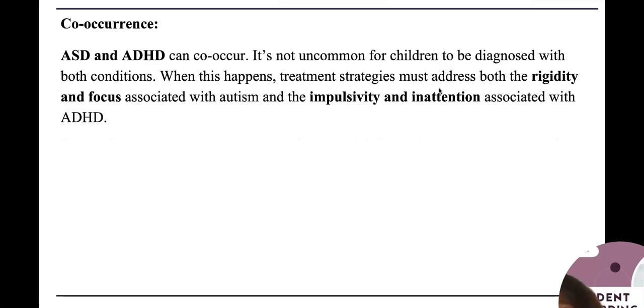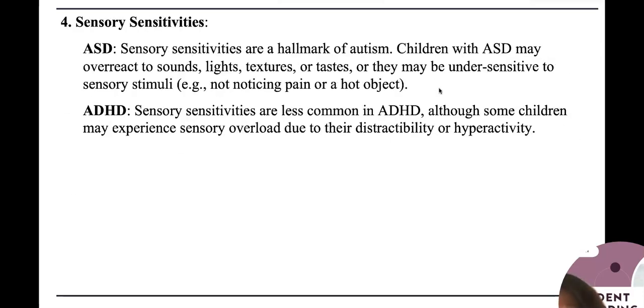Now, co-occurring ASD and ADHD can occur together. Very, very possible. It is not uncommon for children to be diagnosed with both conditions. When this happens, treatment strategy may address both rigidity and focus associated with autism and impulsivity and inattention that we see with ADHD. So I cannot imagine what the kid goes through in his head to have this condition at the same time. I just cannot imagine, or an adult that was diagnosed with it. It's got to be very, very difficult.